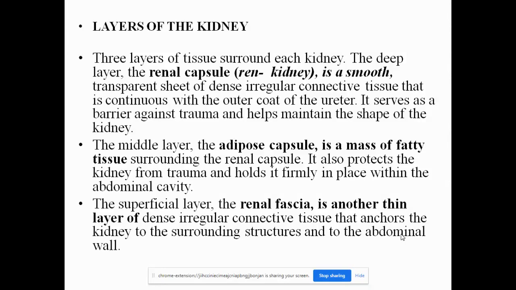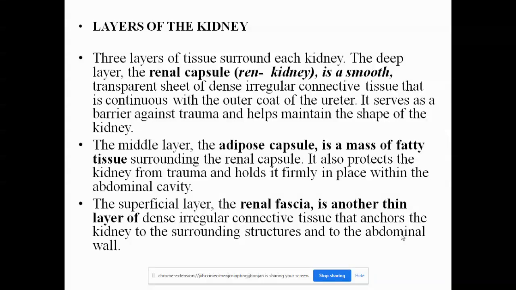The second, middle layer is called the adipose capsule. It is a mass of fatty tissue. As the name implies, it is a layer of fatty tissue surrounding the renal capsule. So, what is the function of this adipose capsule? It protects the kidney from trauma, just like the renal capsule, and holds it firmly in place within the abdominal cavity.